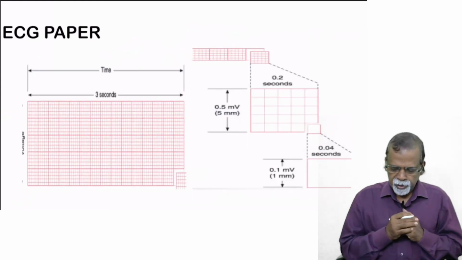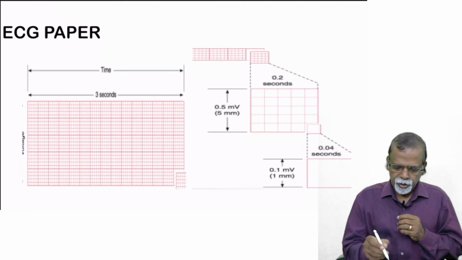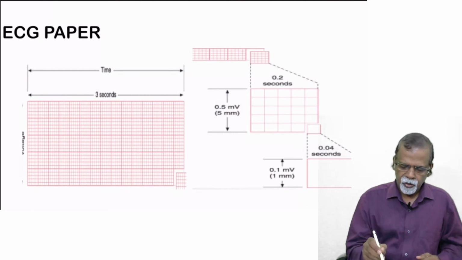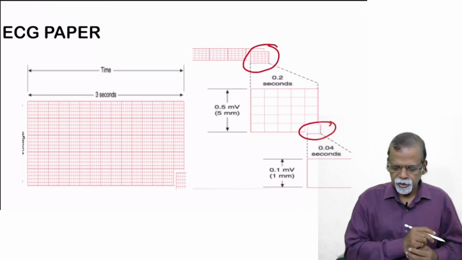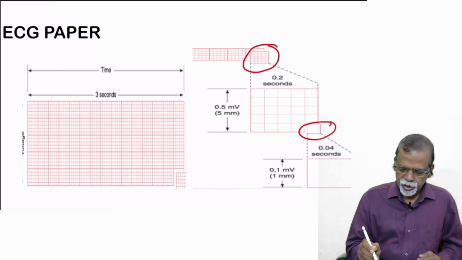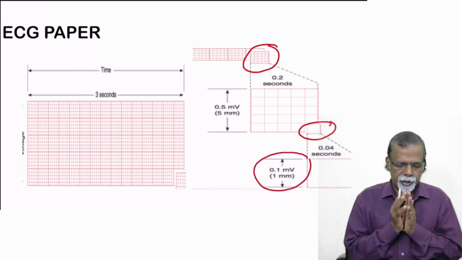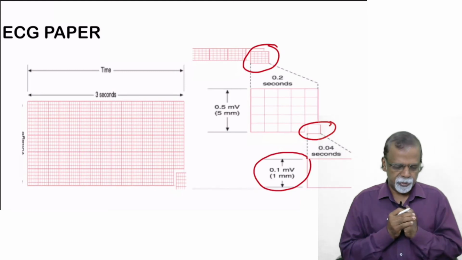So this is what we have explained. This is a large division, which contains 5 small divisions. One large division will be 0.2 seconds and one small division will be 0.04 seconds. And one small division is 0.1 millivolt. This is the basics of the ECG paper that you should remember.